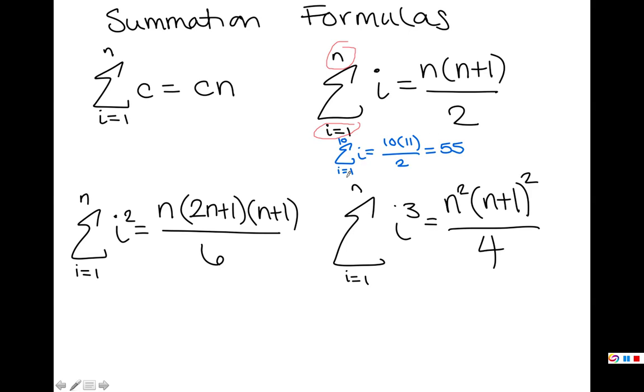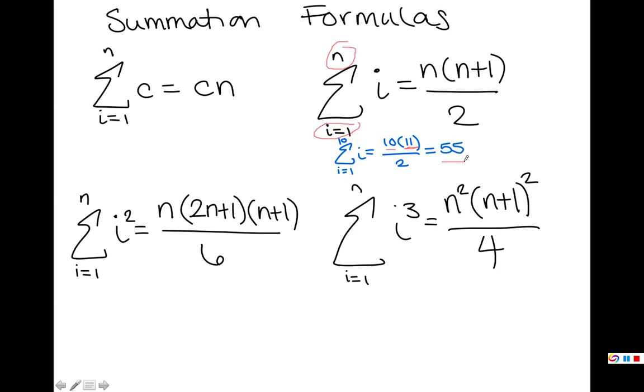So an example would be if you want to add up i from 1 to 10. What you're trying to do is add 1 plus 2 plus 3 plus 4, etc., until you get to 10. Using this formula, the 10 is the n, so you should get 10, and then n plus 1 would be 11. So 10 times 11 divided by 2 gives us 55.